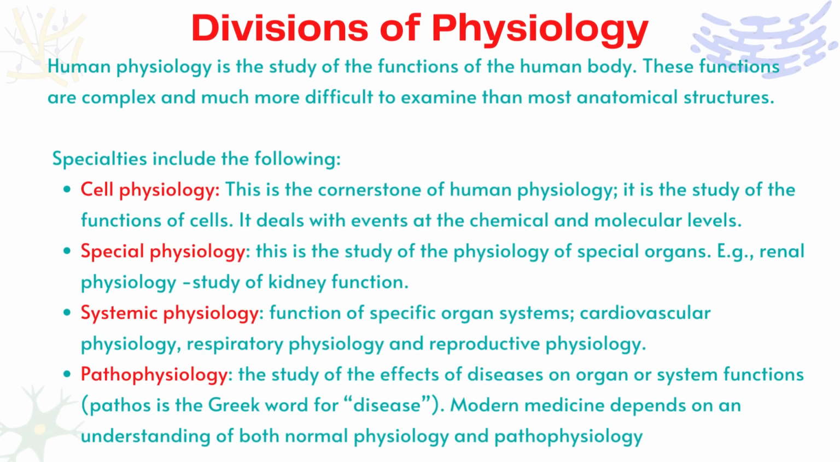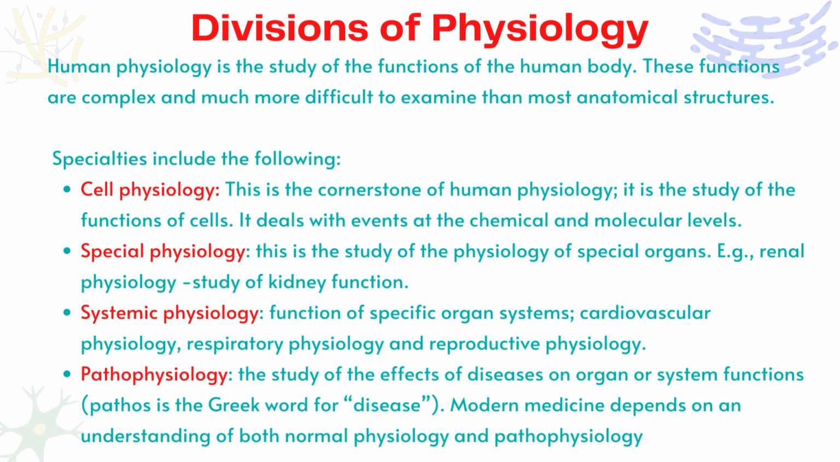Now, let's go to the divisions of physiology. So, physiology, on the other hand, you'll find that because physiology tends to focus on the functions of the human body, it has more complex divisions. Not difficult as such, but some of its divisions are complex. They are many more than those of anatomy. So some of the specialties under physiology include the following. So we have cell physiology, and cell physiology, we all understand that this is the cornerstone of the human physiology.